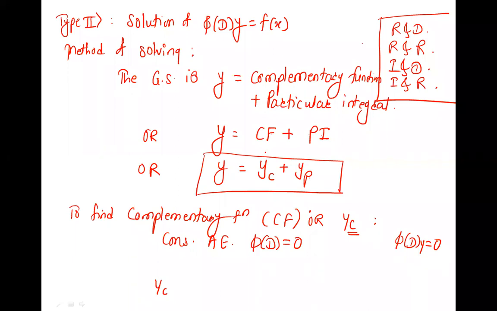Are you clear? What is complementary function, or YC, or CF, is this half part that is the solution of phi(D)y equal to 0. And the solution of phi(D)y equal to 0, we have seen how to do that. We find roots. There are 4 types of roots, and depending on that, we write the solution. Whatever will be the solution, that will be now YC, the half part of your solution, not y, not the full solution. If it is not equal to 0, then this is just the half part YC. Are you clear?